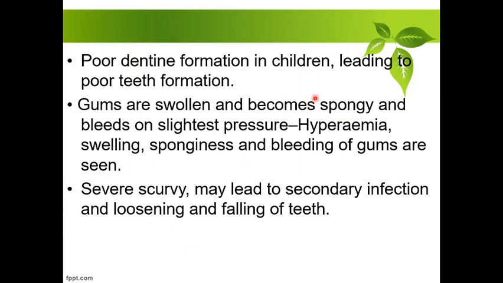Poor dentine formation in children, leading to poor teeth formation. Gums are swollen and become spongy and bleed on slight pressure. जरा सा भी आप गम पे प्रेशर डालेंगे और वो फौरन ब्लीड करना शुरू हो जाएगा. Severe scurvy may lead to secondary infections and loosening and falling of the teeth.